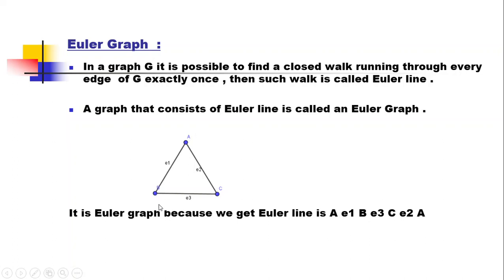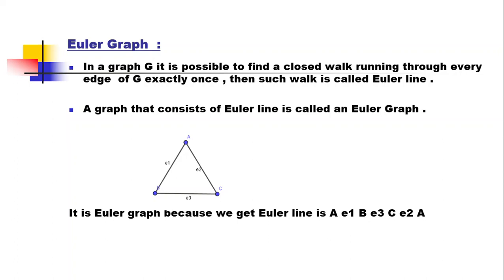This graph is an Euler graph because we can easily create one closed walk which runs through every edge of G exactly once. Closed walk means the starting and ending vertex should be the same, and in between the starting and ending you should cover all the edges of the graph G exactly one time.